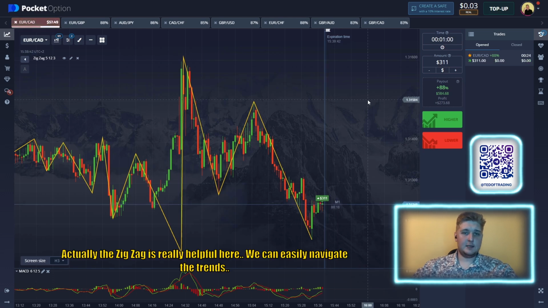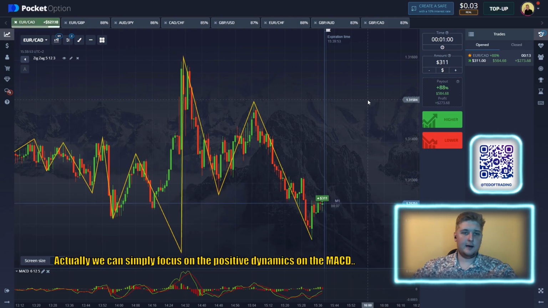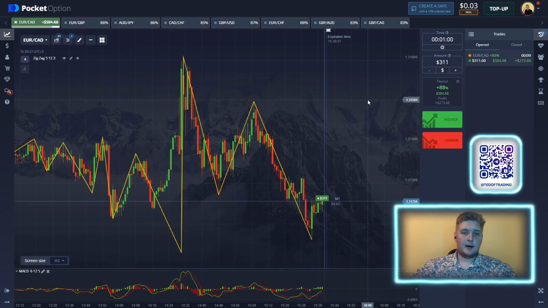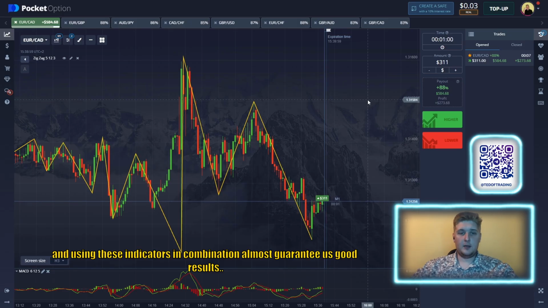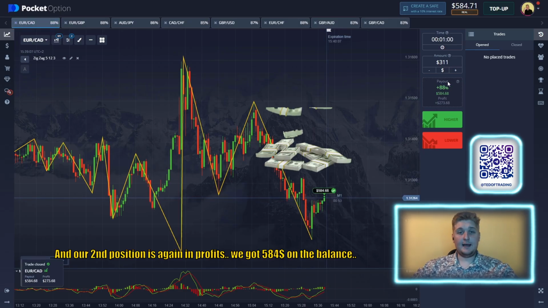Actually, the zigzag is really helpful here. We can easily navigate the trends. That's why the explanation for the trade entries is not that complicated. Actually, we can simply focus on the positive dynamics on the MACD, and using these indicators in combination almost guarantees us good results. And our second position is again in profits.